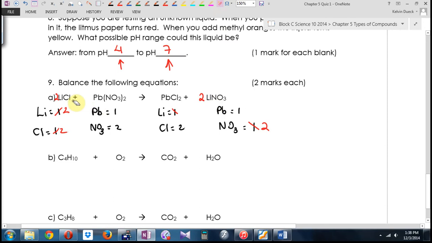For two marks, what I would really do is if you put a two there, that gets you a half. If you left that blank, that gets you a half. If you left that blank, or put a one there, that gets you a half. And if you put a two there, that gets you a half. That's how I mark these usually. But there you go.